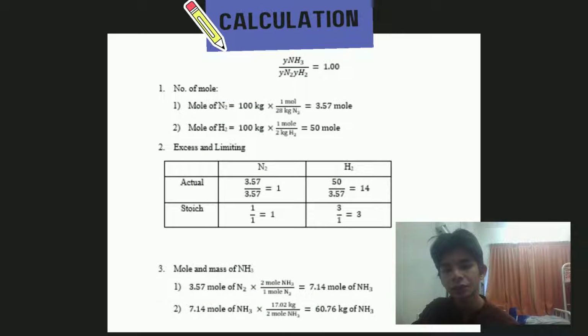Next one is the calculation. For this process, we use the equilibrium constant formula to determine the mole, which is product per reactant equals to 1, which is the equilibrium constant. Next, to determine the mole of the input, we assume 100 kg each of nitrogen and hydrogen. Then we use the stoichiometric ratio to determine the mole. With that, we can find the excess and limiting reactant by dividing by the smallest number. After that, we can calculate the mole and mass of ammonia by using the stoichiometric ratio.